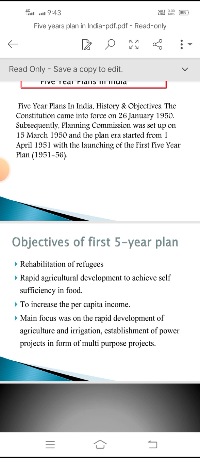The objectives of the first five-year plan were the rehabilitation of refugees and rapid agricultural development to achieve self-sufficiency in food. You know, at the time of independence, 1947, August 15th, India was partitioned into two nations, Pakistan and India, and Bangladesh also later. This was a very pathetic situation for India. At that time India faced very crucial challenges to solve many problems. One of the problems was the refugees.